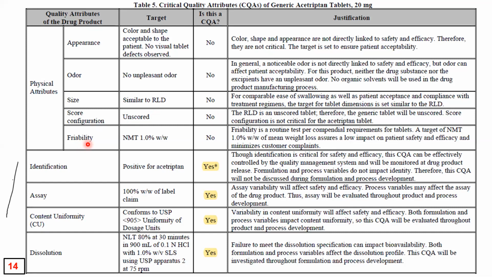Then friability: the limit is already less than 1%. If it is not less than 1%, we are not going to move further. This is not directly related to safety and efficacy, hence we cannot consider it a critical quality attribute. So among the physical properties, nothing is directly related to the quality, safety and efficacy aspects of the formulation, so we are not considering them as critical quality attributes.